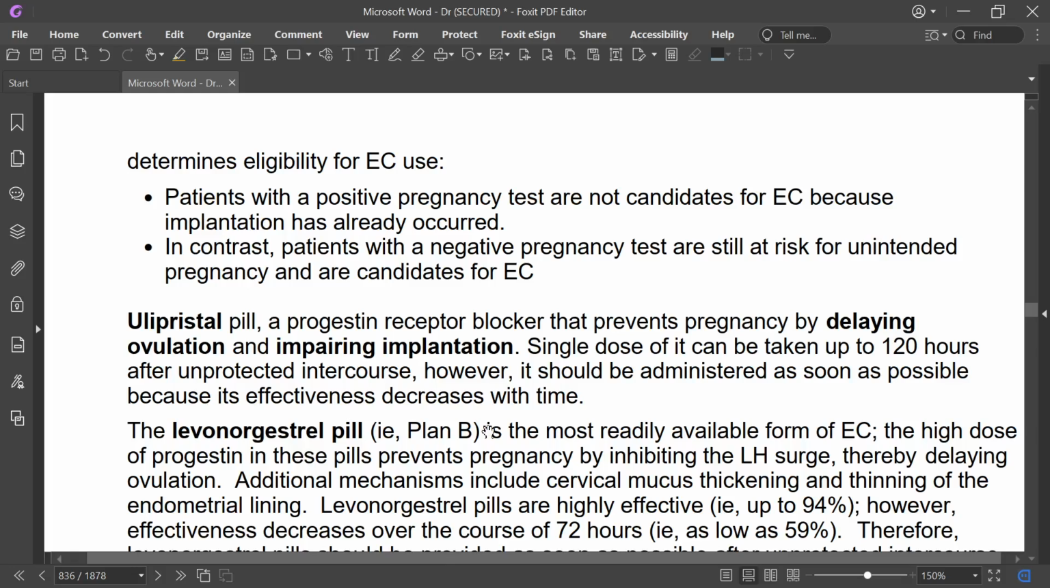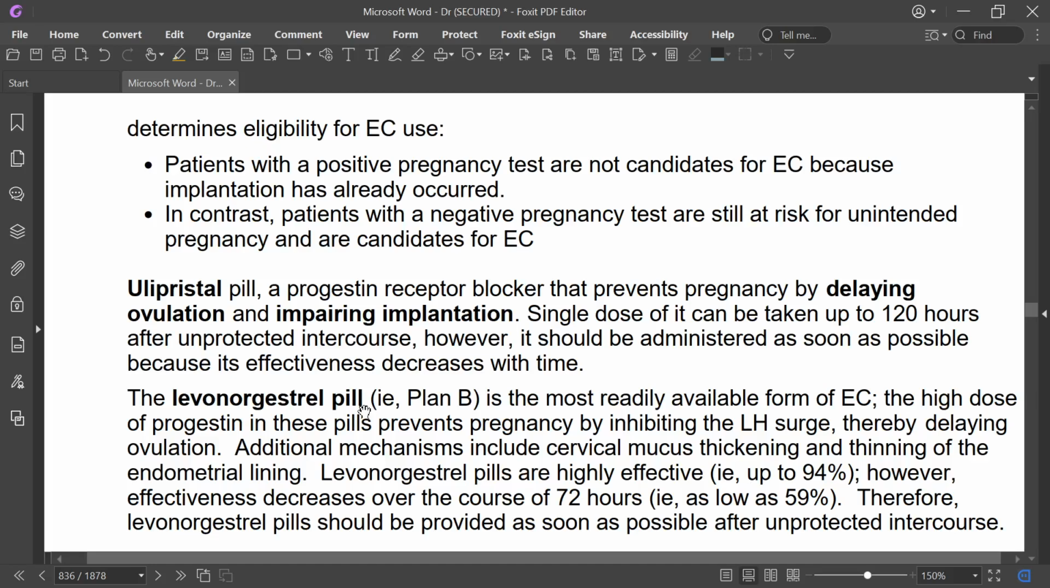that prevents pregnancy by delaying ovulation and impairing implantation. A single dose of it can be taken up to 120 hours after unprotected intercourse. However, it should be administered as soon as possible because its effectiveness decreases with time.